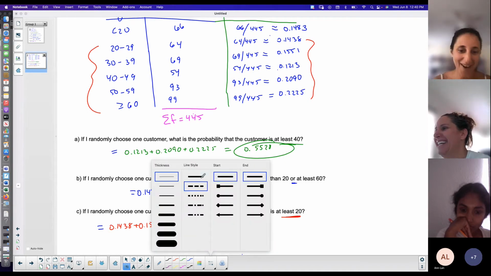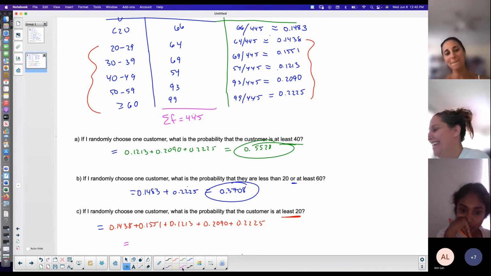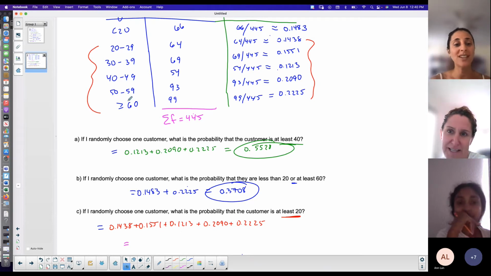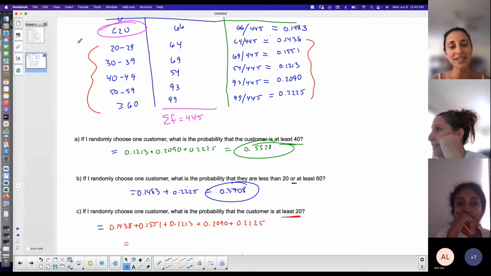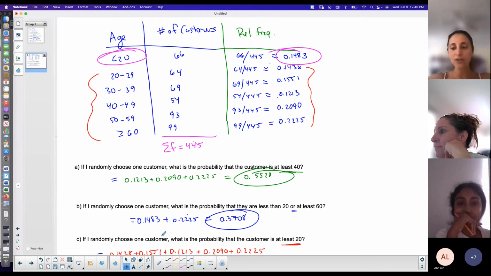But there's a faster way to do that. What's the complement of that? The complement of something is everything but that something. So if I say at least 20, that's 20 or more, that's all it is. The complement of that is this guy by himself, right? Because obviously complementary events have to come together to be the whole sample space.